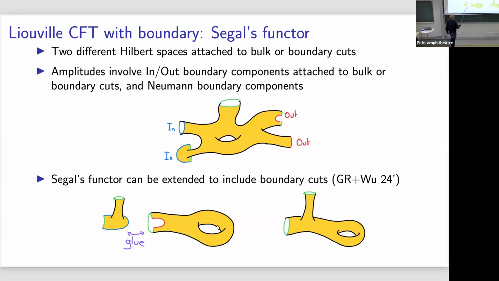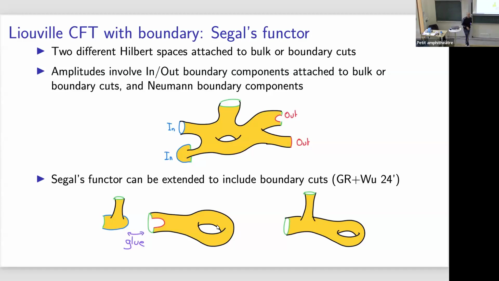So you can extend the construction of the Segal functor. This means that you can glue the blue curves to the red one, provided that they are both boundary to boundary or bulk to bulk. So you can glue this guy here, and it gives you this surface here. So you can construct this Segal amplitude in this setup. Okay. Questions?